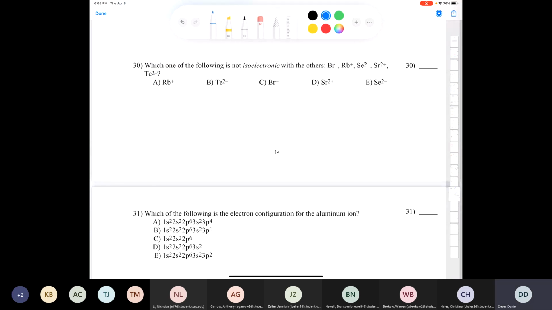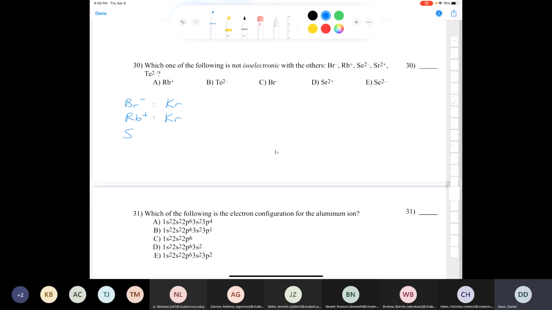Question number 30 asks us which one of these is not isoelectronic with the others. Well, let's take a look. Bromide, Br minus, we take bromine, we add 1 electron. That is isoelectronic with krypton. The next one is rubidium with a +1 charge. Rubidium is element number 37. If it loses 1 electron, it is also isoelectronic with krypton.